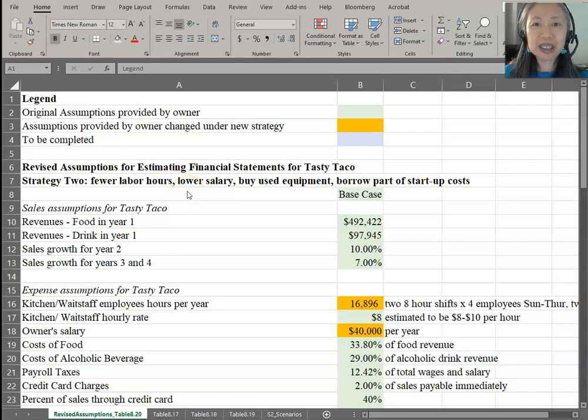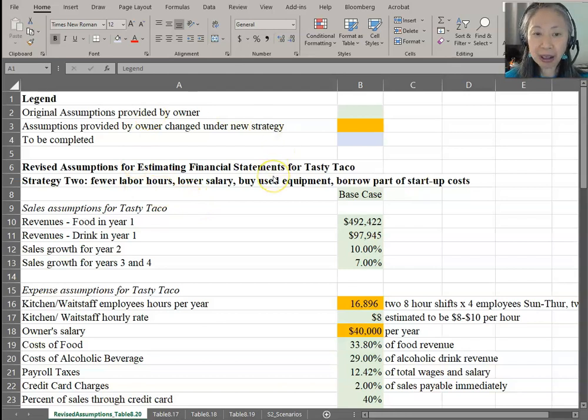Hello, welcome back. So in our last video, we saw that the first strategy that the Tasty Taco owner estimated did not work out when he looked at the worst case scenario. And this is essentially the very important part of financial analysis, financial planning. The pro forma financial statement is like a simulation. It gives you an idea of what your business may look like under different scenarios. And it gives you a chance to revise your strategy to accommodate maybe even the worst case scenario. Because a very important part of a successful business is the ability to survive no matter what.